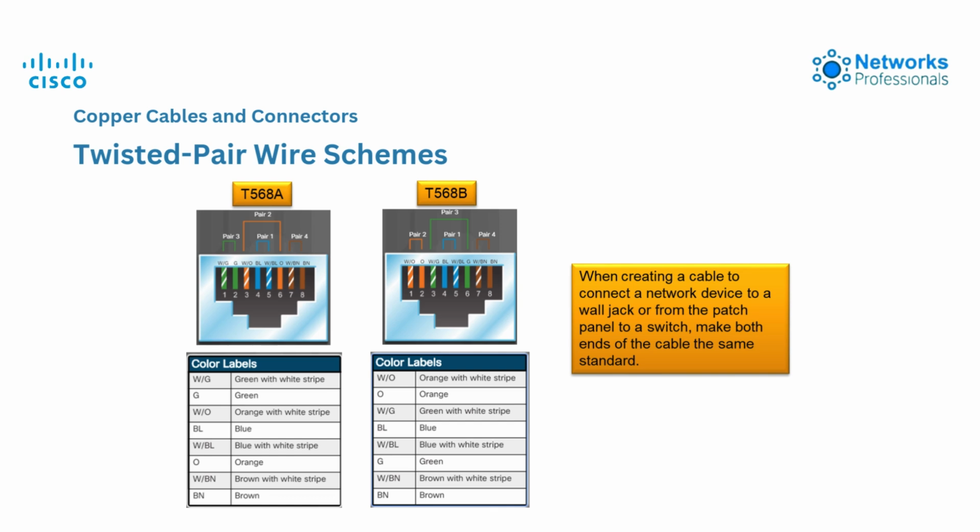T568A and T568B wiring standards. These standards define the order of the colored wires inside a twisted pair cable. Both standards provide the same electrical performance, but they use a different color sequence for the pairs of wires.